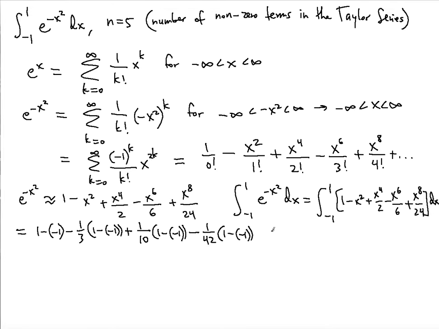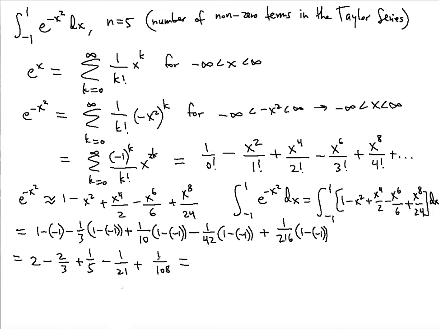So that makes it easy. Then plus 1 over 24 times 9. What's 24 times 9? 24 times 9 is 216. And again, 1 minus -1, which is great. So what would we have? We would have 2 minus 2 over 3 plus 1 over 5. 2 over 42 is 1 over 21, minus 1 over 21. Plus 2 over 216 is 1 over 108, simplified and reduced.